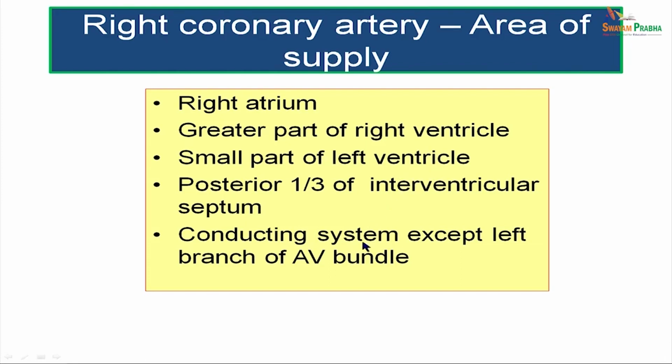It is going to supply the whole of the conducting system of the heart, including the SA node and the AV node. But there is an exception, as you can see here, and that is the left branch of AV bundle, which will be supplied by the left coronary. So, this is the area of distribution of right coronary.